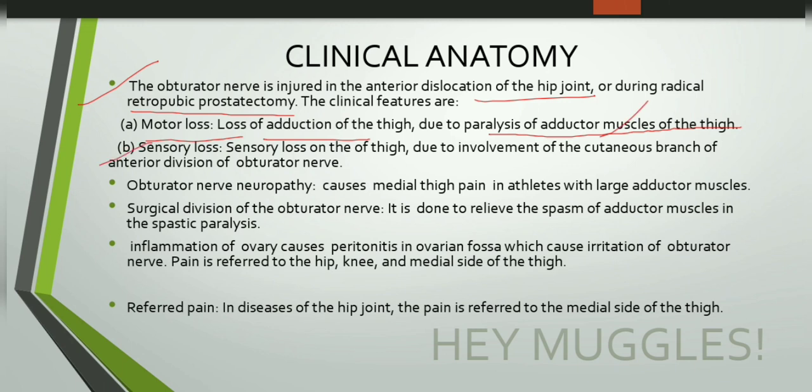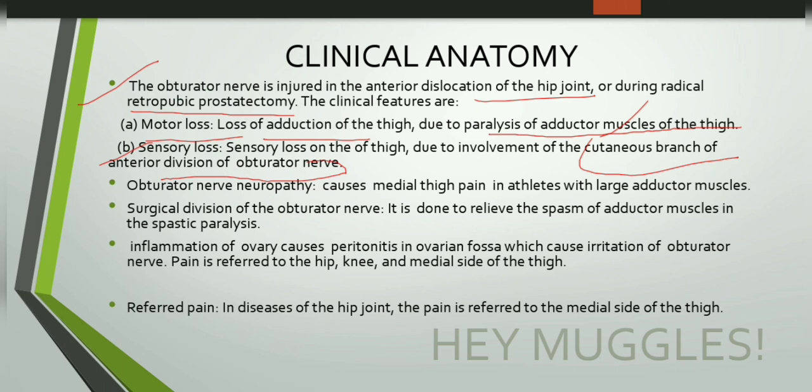Then coming to the sensory loss, there would be sensory loss on the skin of the medial side of your thigh, because the cutaneous branch of the anterior division of the obturator nerve would be damaged. So the skin on the medial side of the thigh would be affected, with sensory loss over this area.